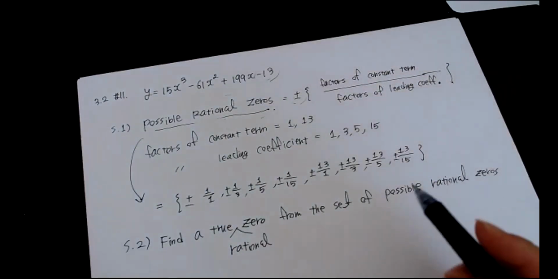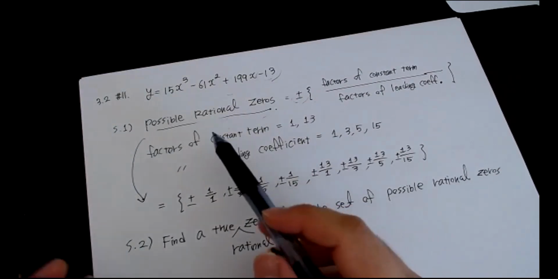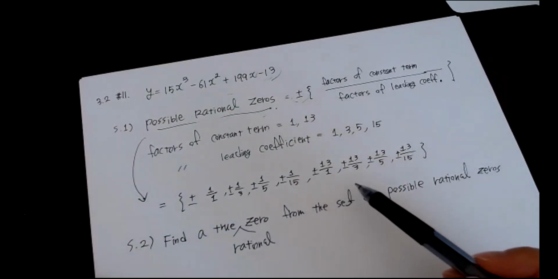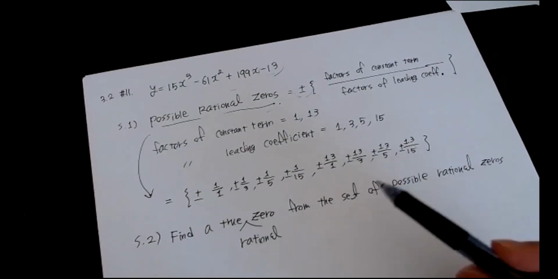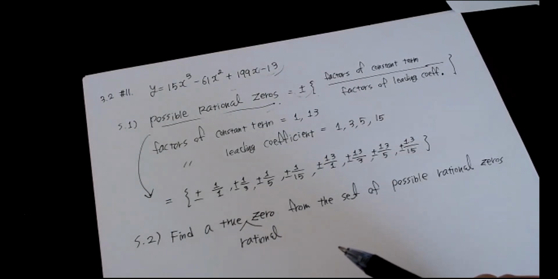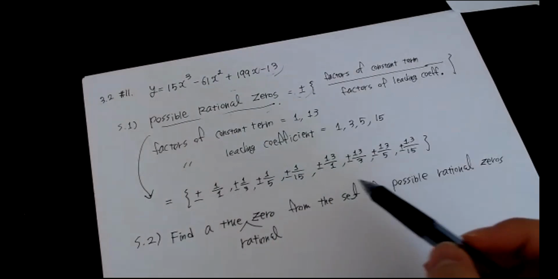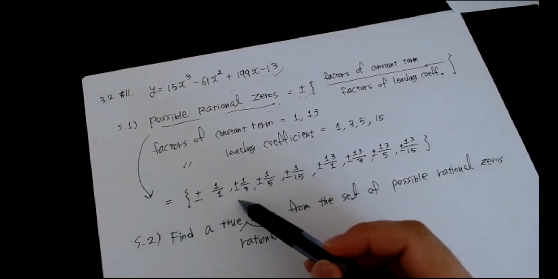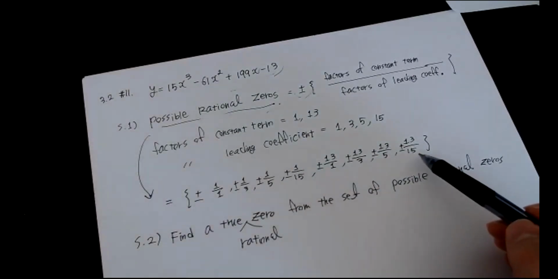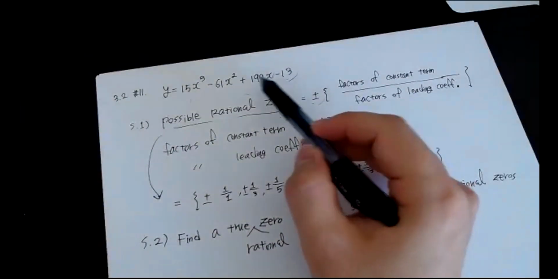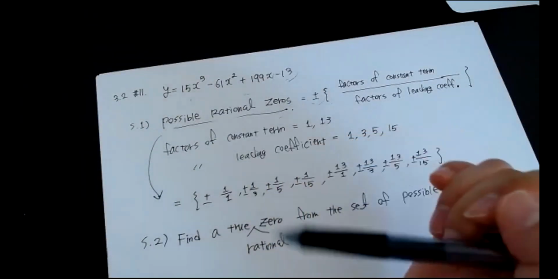Based on the theory of possible rational zeros, one of them, maybe two of them, or in general some of them must be actual zeros, true zeros, I mean. We want to find one of them. How can you find it? There is no easy way. We just need to manually plug in each number: +1, -1, +1/3, -1/3, +1/5, -1/5, through +13/15 and -13/15, into the function to see if the output is 0.